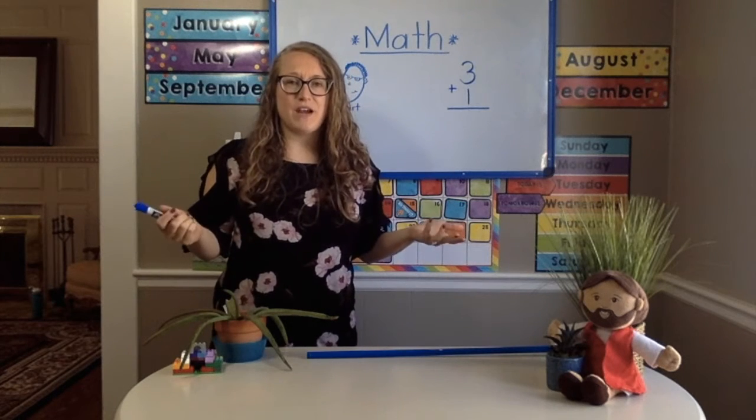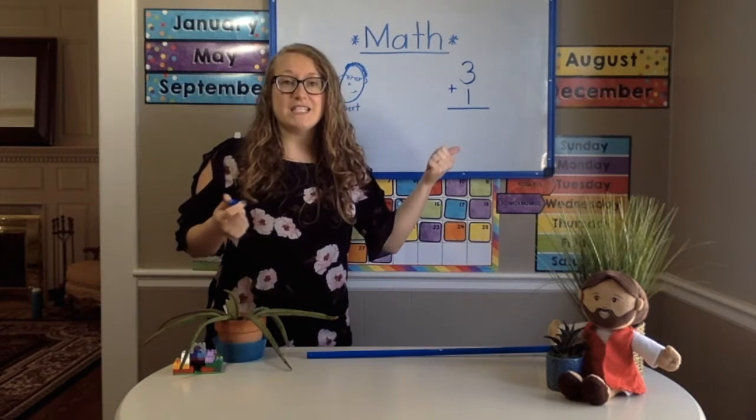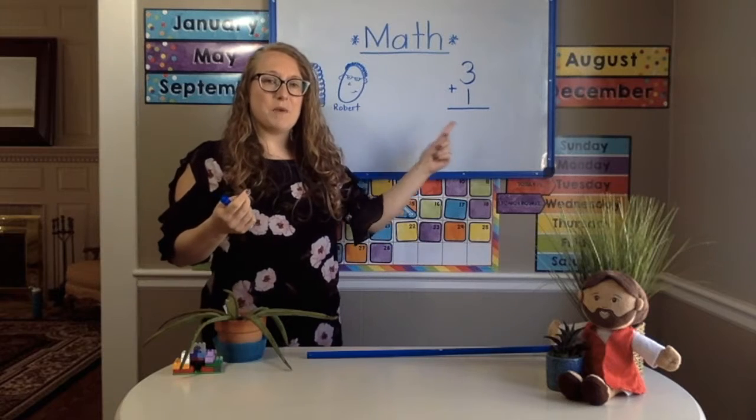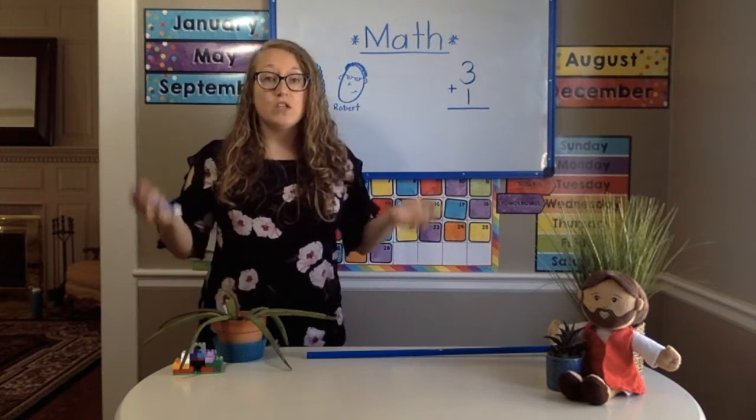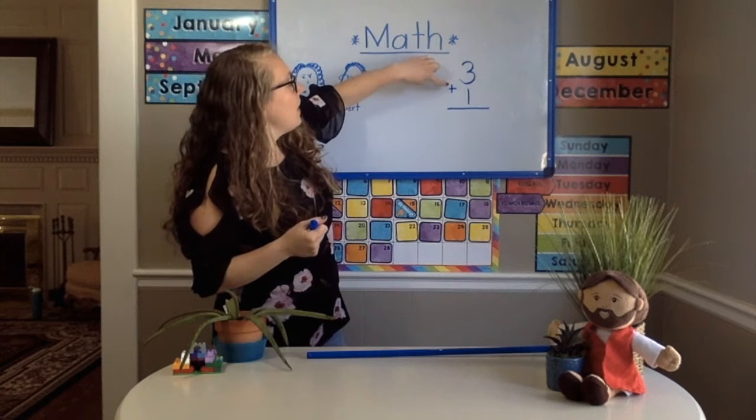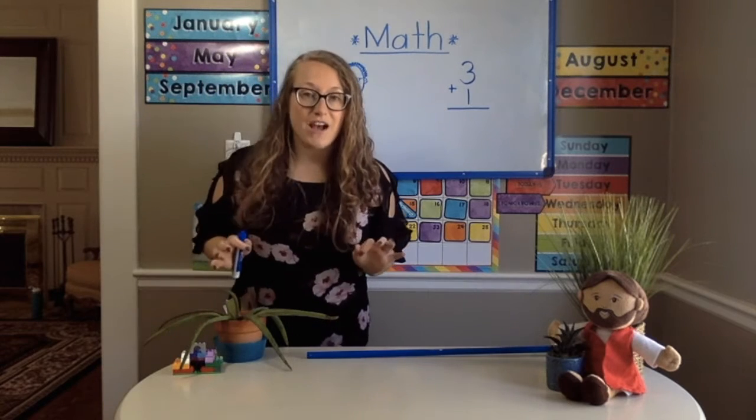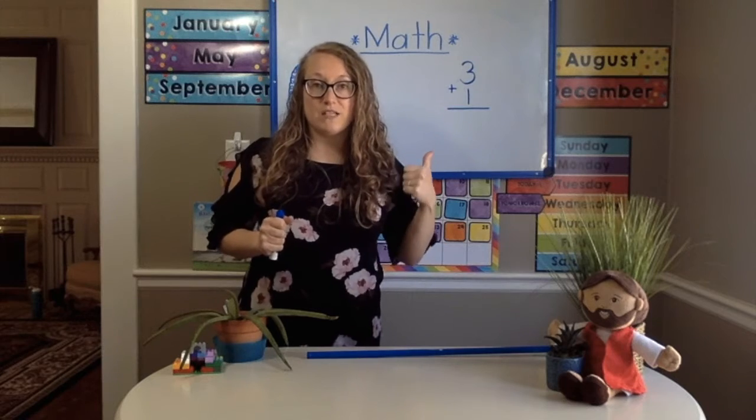We don't have to write them this way. I just want you to know that whenever you see them like this, I just want you to be able to solve them anyway. You can write them going across like we usually have them, or you can write them up and down, whichever way works for you. So it says 3 plus 1 equals. Let's practice using our illustrations to help us solve this problem today.